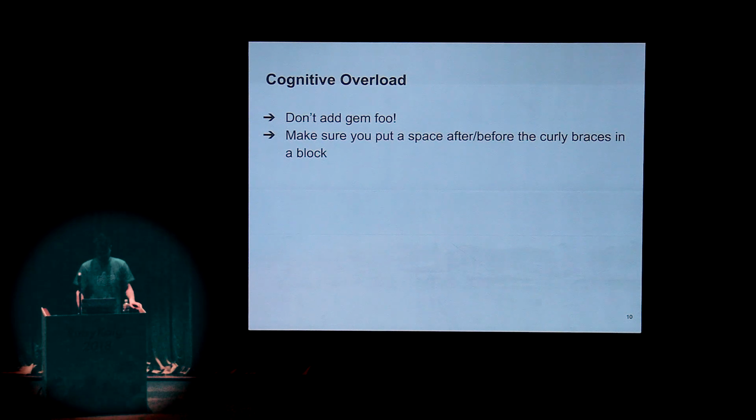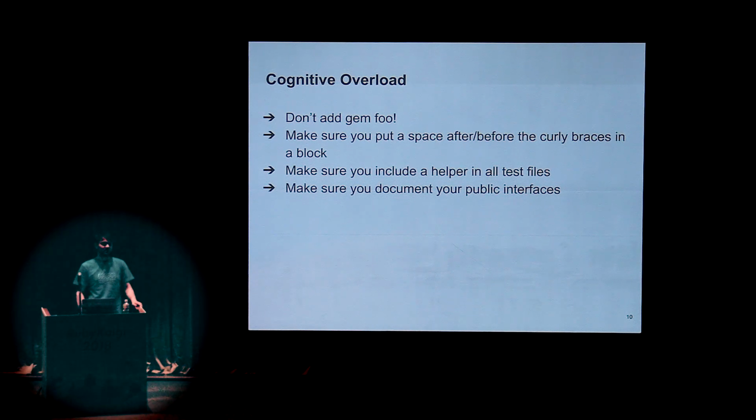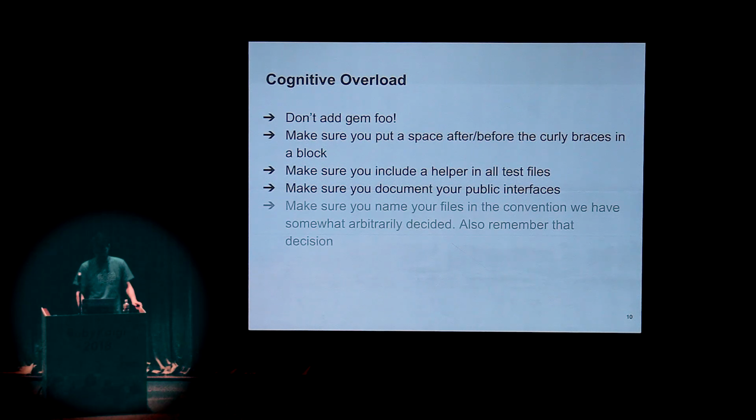You need to make sure that you put a space after or before the curly braces so that everything stays consistent and everyone can read things fast. That's just an arbitrary decision we made in the company, but you also need to make sure you include helper in all the files so that we have proper APIs, proper tests, all that fun stuff, and you need to make sure that you document your public interfaces, but don't document your private interfaces. And you need to make sure that the files in your follow this convention that we've somewhat arbitrarily decided because that's just what we do, we make decisions, and they help everyone read things better.